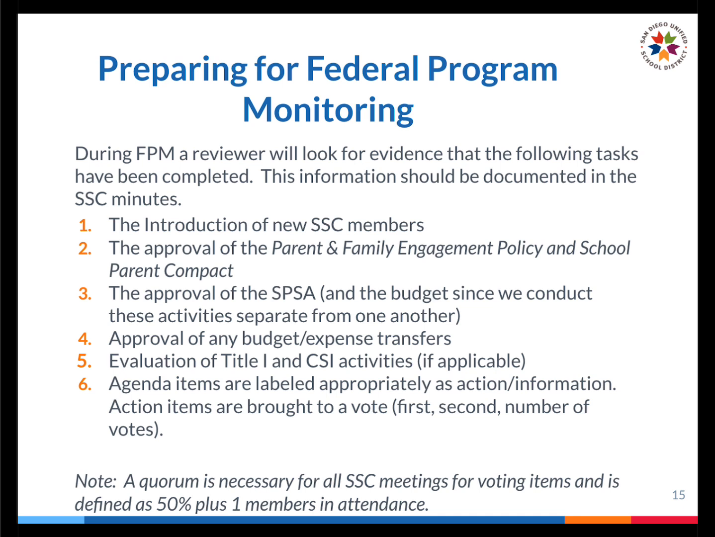During a federal program monitoring review, a reviewer will look for evidence that the following tasks have been completed. This information should be documented in the SSC minutes. First, the introduction of new SSC members. Second, the approval of the Parent and Family Engagement Policy and School Parent Compact. Third, the approval of the SPSA and the Title I and CSI, if applicable, budget, since we conduct these activities separate from one another. Fourth, approval of any budget or expense transfers.